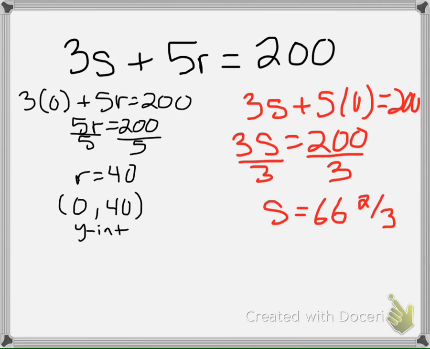So it doesn't quite make sense with our situation, because that means they would have to sell 66 2/3 of the string bracelets and 0 rubber bracelets to make $200, which doesn't quite work, but at least we found our X and Y intercepts.